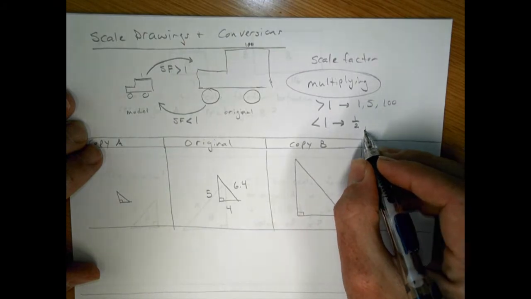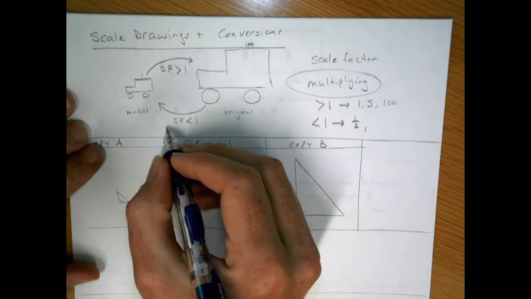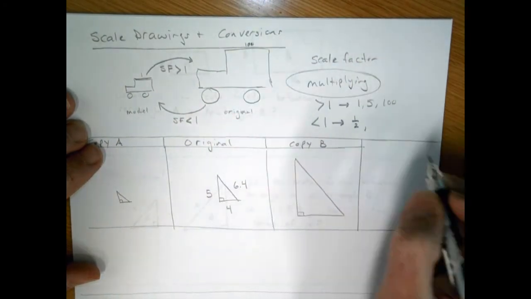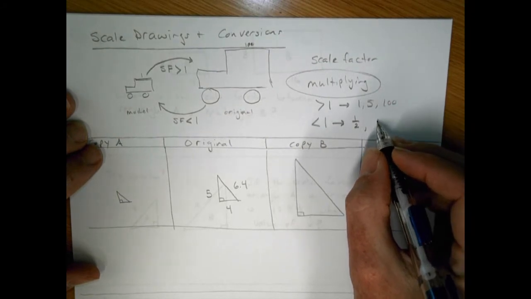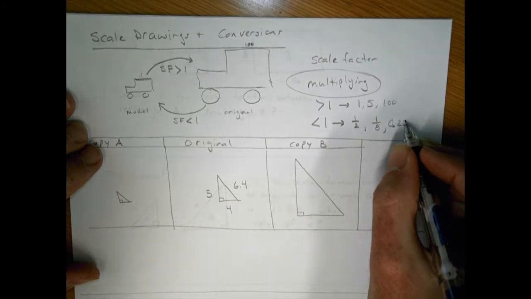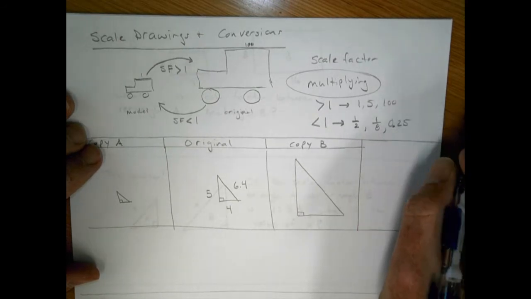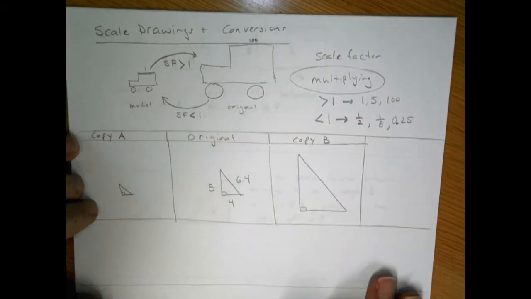Maybe it's a half, right? If this was 100 and the scale factor is a half, then it's 100 times 1/2 to end up with 50 over here. So you're looking at fractional things in that regard. Maybe 1/2, maybe 1/8, maybe it's a decimal, maybe 0.25 is the scale factor. Okay, so that's what we're going to be looking at first of all, scale factoring.